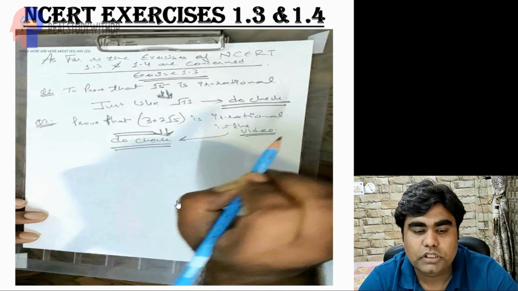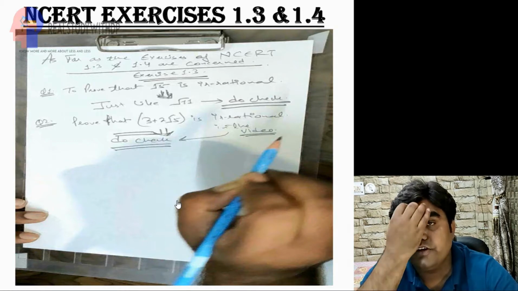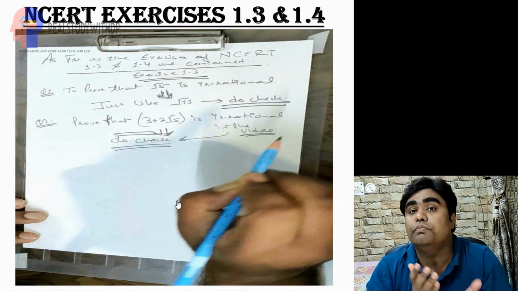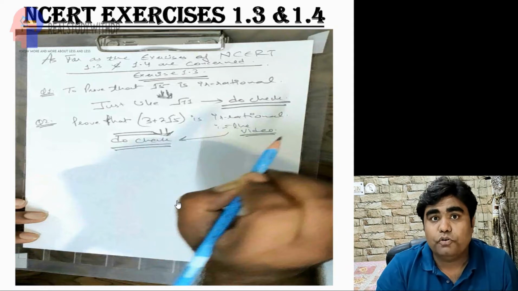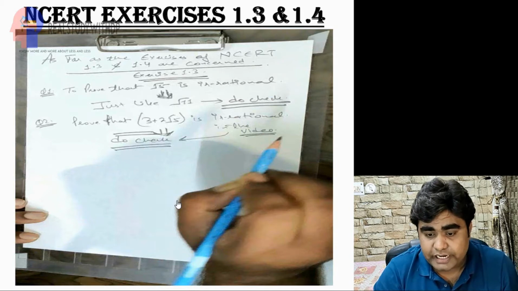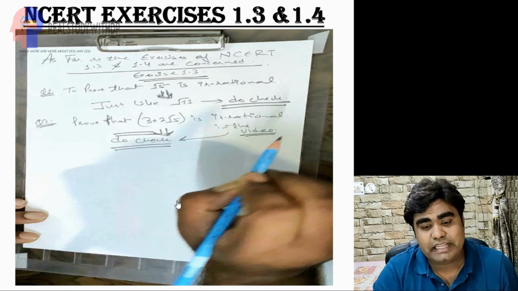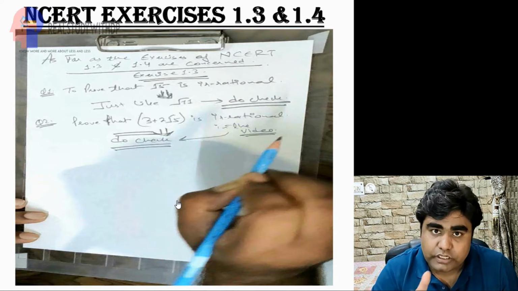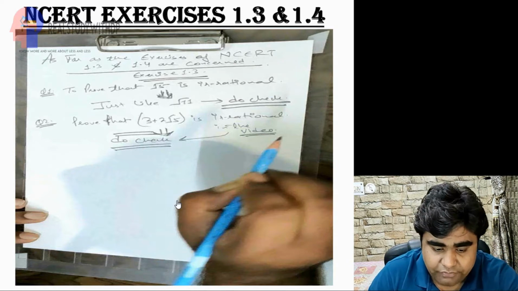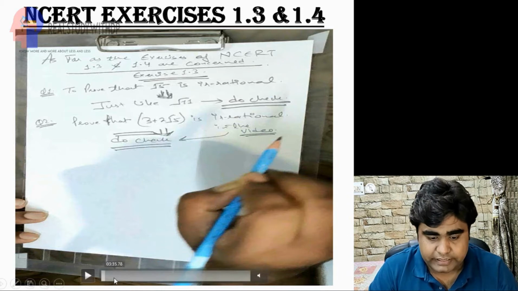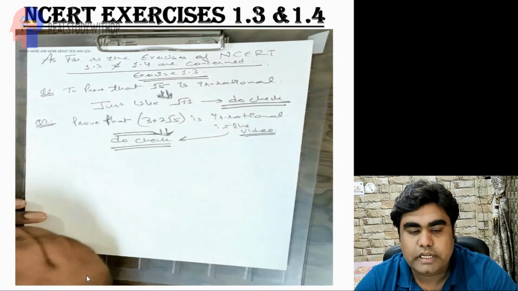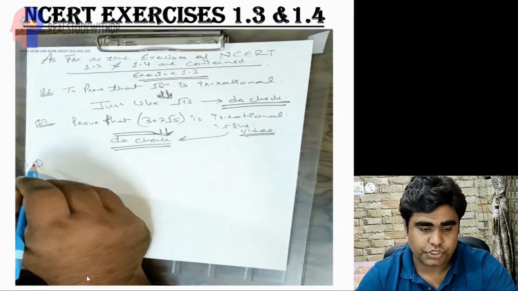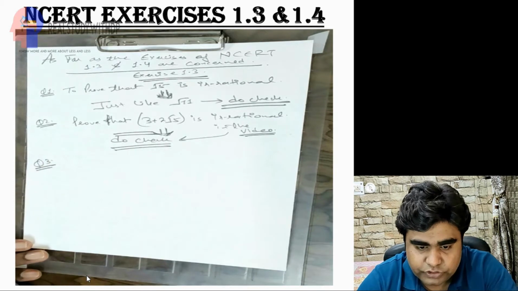You can check it out in the video, and this can also be proved by the method of contradiction, in which obviously we have to assume the opposite of what needs to be proved. Here we need to prove it is an irrational number, so we will be assuming that 3 plus 2 square root of 5 is actually a rational number. We have done this also, and you can watch it in the video too. So let's see now what we have to do in question number 3 of your NCERT 1.3.